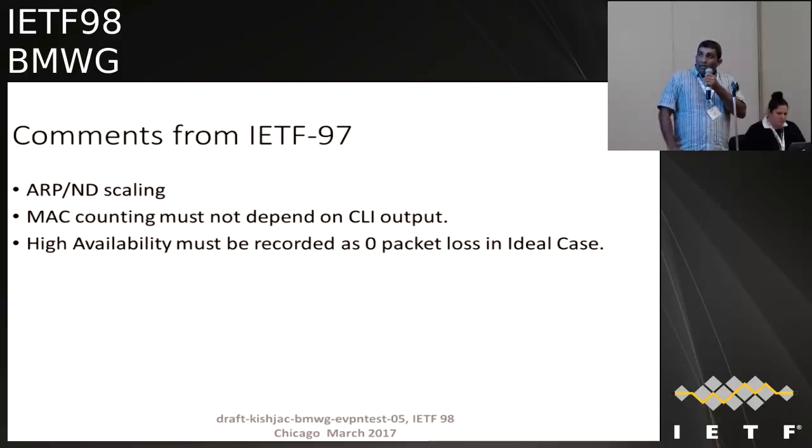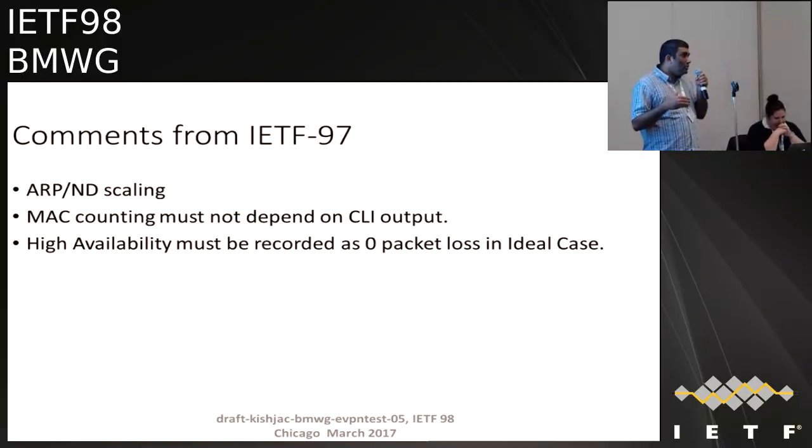Thank you. So, comments from the previous IETF: from Iftikhar, there's ARP and ND scaling, so he wants to add it. So ARP and ND scaling is added. And one comment we received is we should not depend on the DUT CLI for the MAC counting. So that is taken care of. And again, high availability should be mentioned explicitly, that is zero packet loss in the ideal case. These 3 comments we received from the previous IETF.